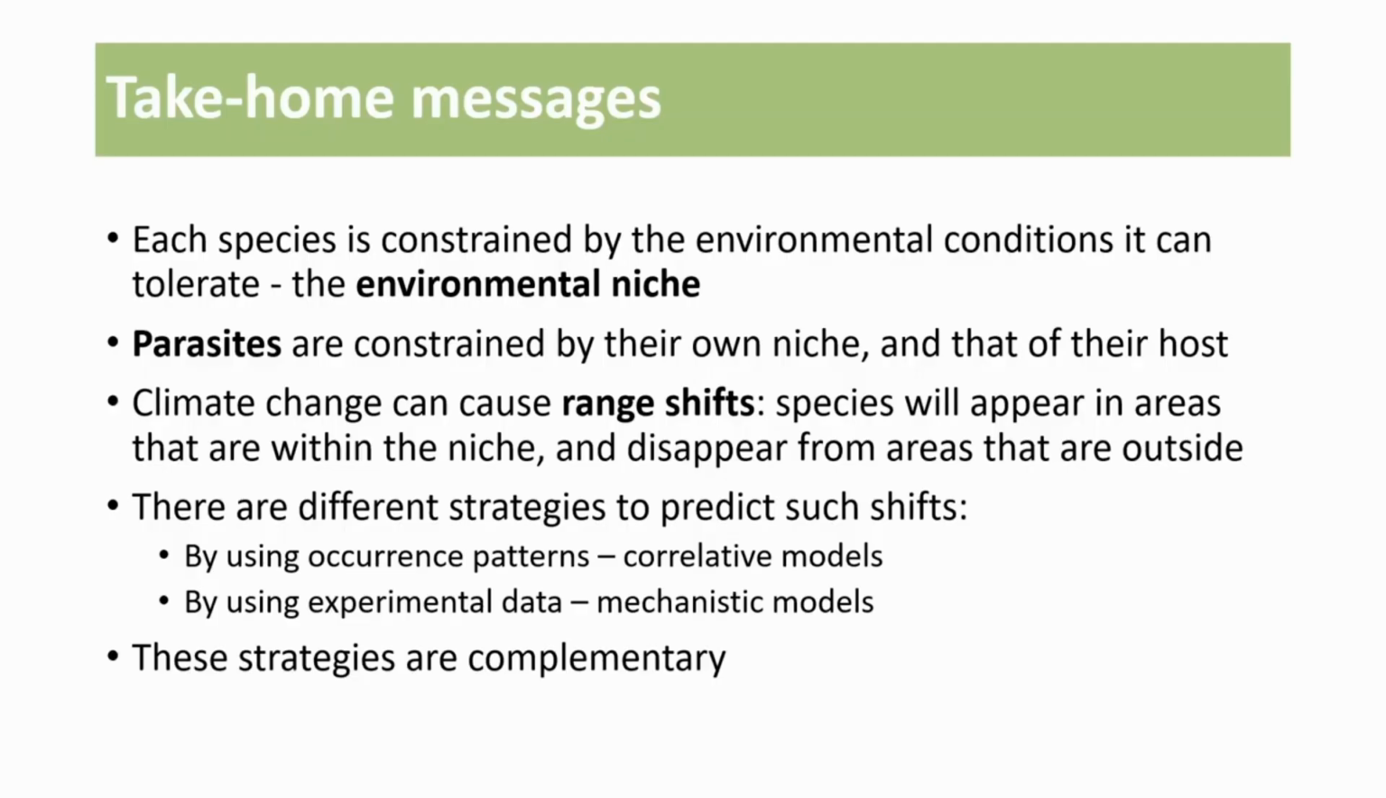To predict these shifts is not straightforward, but we have different types of models, different strategies to do this. One strategy is to use occurrence patterns, and we call those correlative models, so starting with occurrence data. Another strategy is to start with experimental data. We call those mechanistic models.